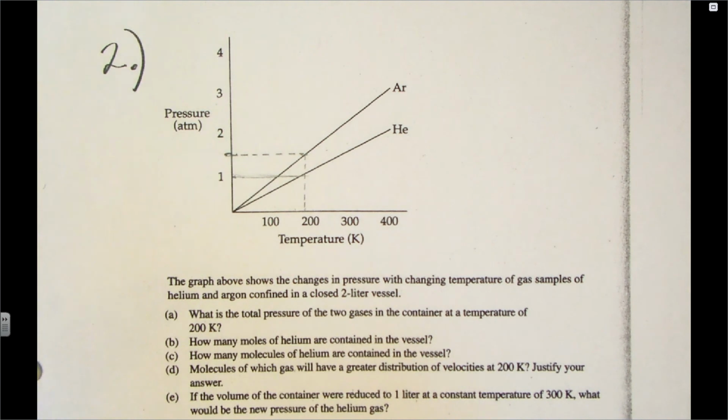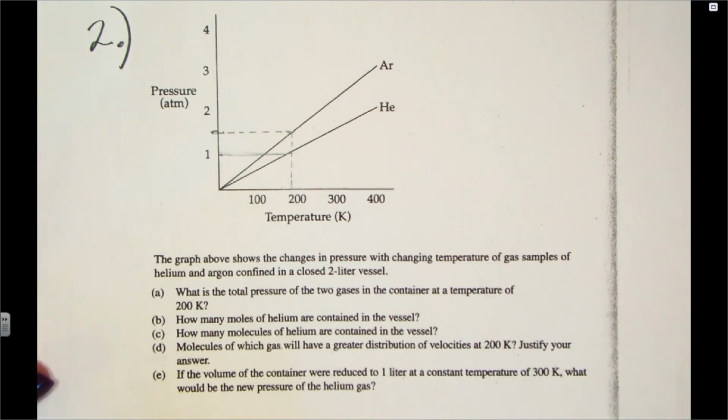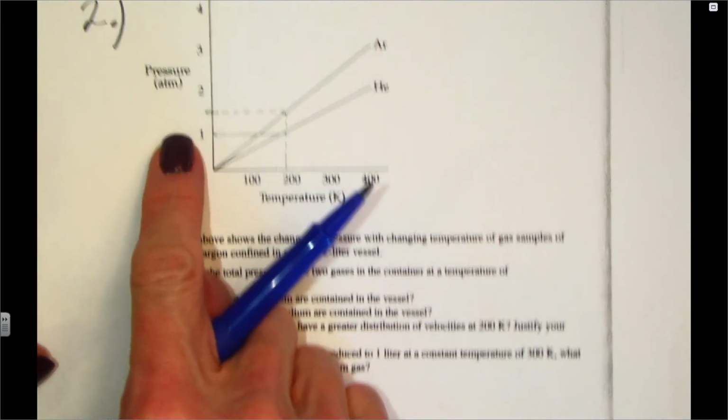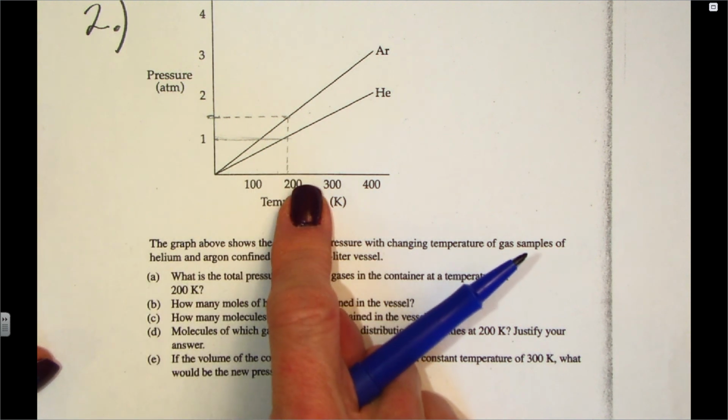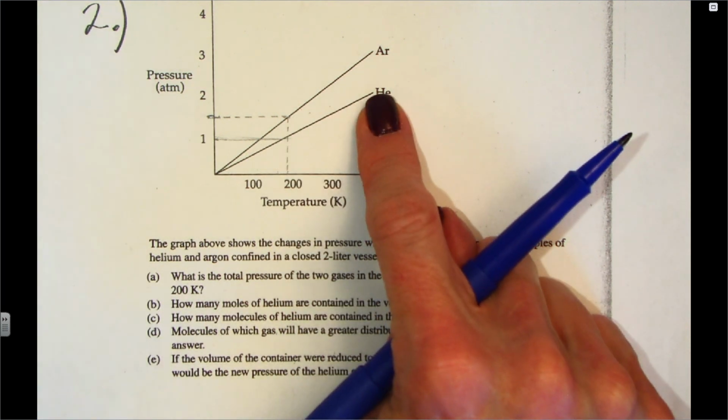Now let's take a look at the next question you had. So for the next question, this was actually in the homework part of the module. Notice they gave you a graph that has the pressure and the temperature shown, and they have two gases. So this is a mixture of gases.